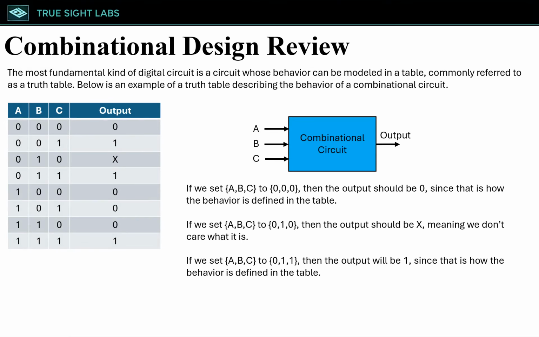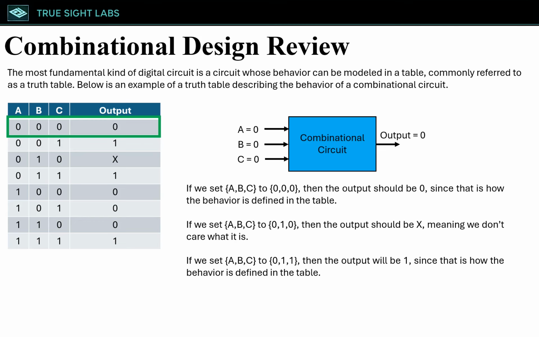The most fundamental kind of digital circuit is a circuit whose behavior can be modeled in a table, commonly referred to as a truth table. Below is an example of a truth table describing the behavior of a combinational circuit. If we set ABC to 0, 0, 0, then the output should be 0, since that is how the behavior is defined in the table.